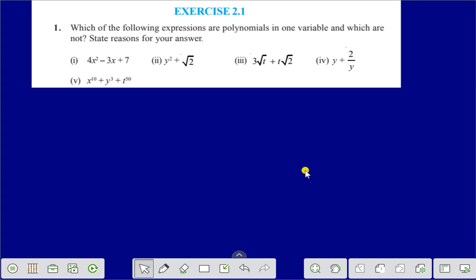Hello everyone. Today I'll discuss exercise 2.1 question number 1. Which of the following expressions are polynomials in one variable and which are not? State reasons for your answer. First of all, let us find question number 1.